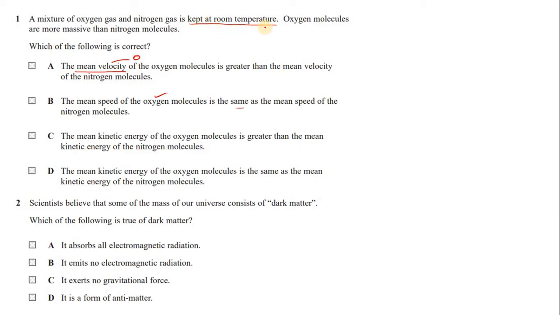No. Remember, they are at the same temperature. So when you see kinetic energy and temperature, the average kinetic energy is proportional to the absolute temperature. Mean kinetic energy is proportional to the temperature, and they have the same temperature. That means they should have the same mean or average kinetic energy. So the option must be D, because the mean kinetic energy of oxygen is the same as the mean kinetic energy of nitrogen, because mean kinetic energy depends on absolute temperature, not the masses. Option is D.